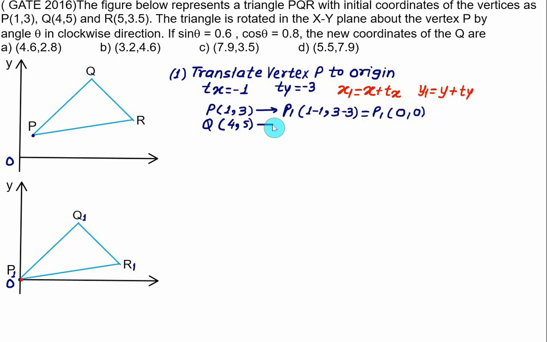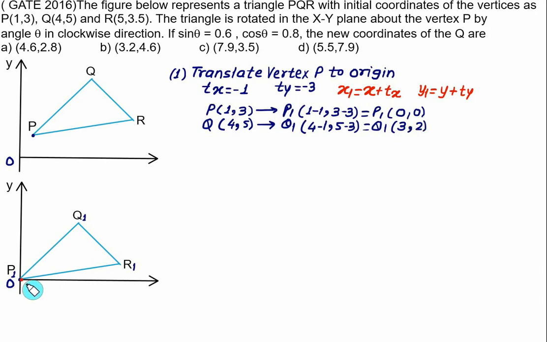Similarly, the position of Q will also change. It will become Q1, which will be equal to 4 plus tx, that is 4 minus 1, and 5 minus 3. So the new position of Q1 will be 4 minus 1, which is equal to 3, and 5 minus 3, which is equal to 2.